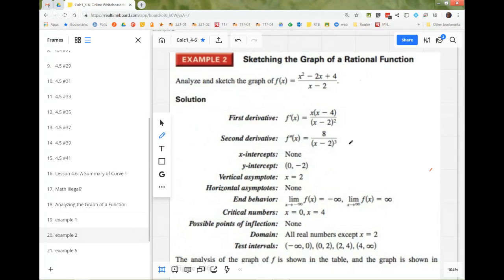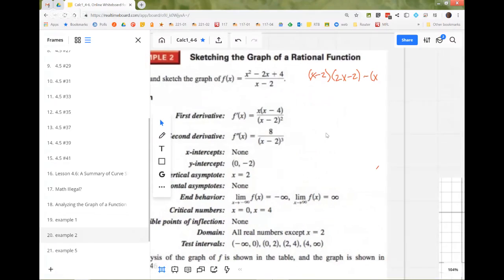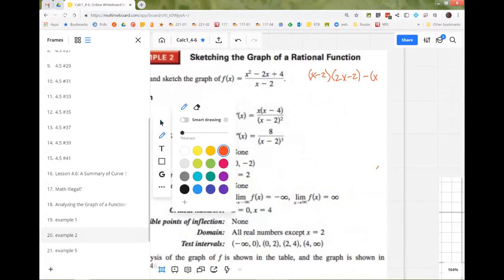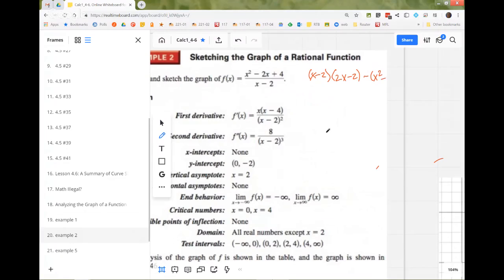So the derivative is what? The denominator times the derivative of the numerator, minus the numerator. I'm going to need to move this over a little bit. Minus the numerator times the derivative of the denominator. Well, that's 1, all over denominator squared. Okay, you can see the denominator coming out.